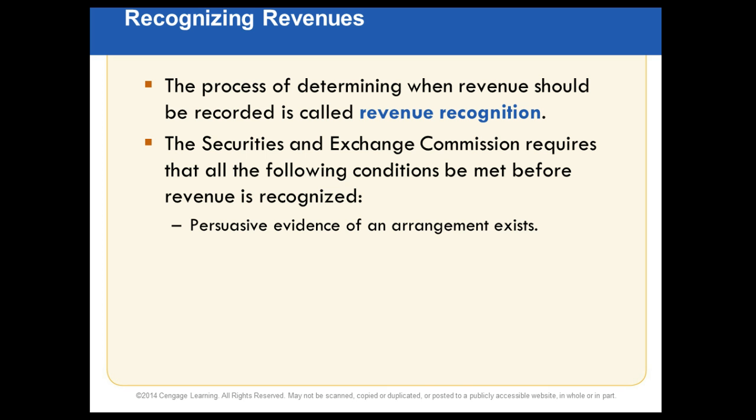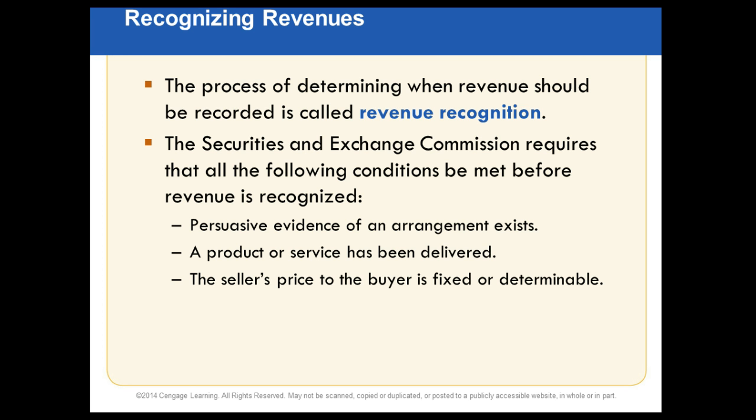In order to record revenue, generally speaking, we need to agree we've got some type of arrangement. Then a product or service has been delivered, and the seller's price to the buyer is fixed or determinable. So, collectability is reasonably assured. So, for example, before any of this can even happen, we've got to have an agreement.